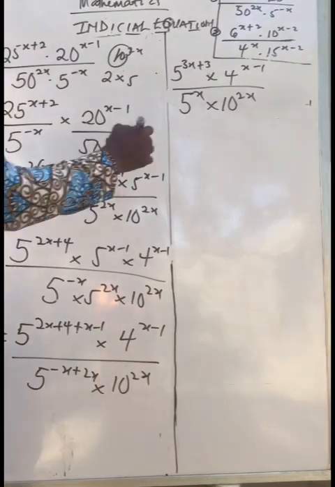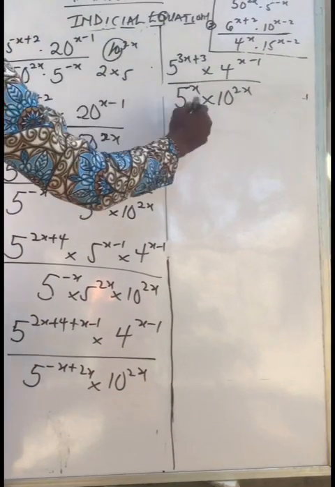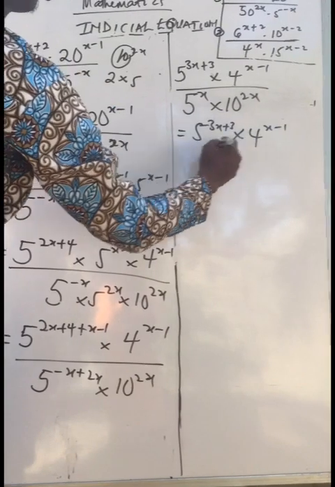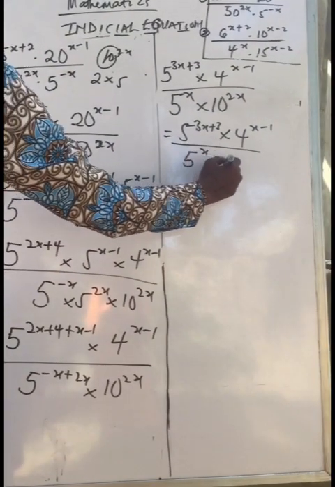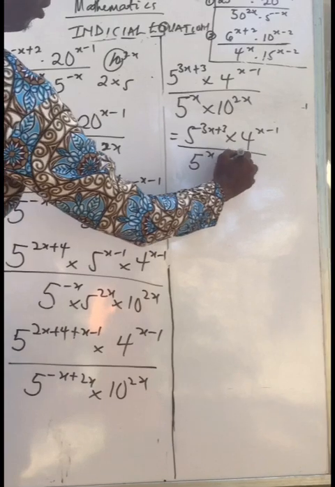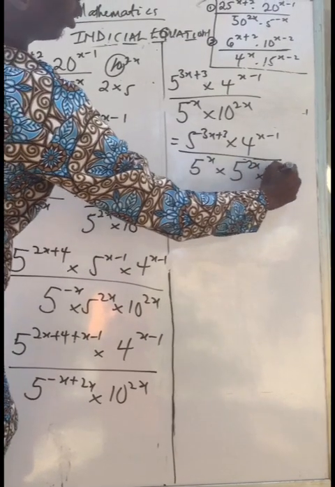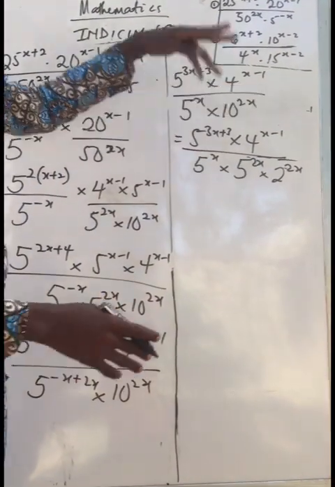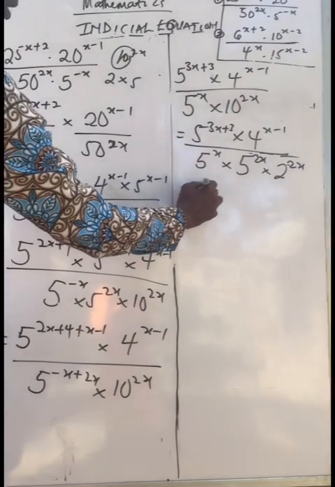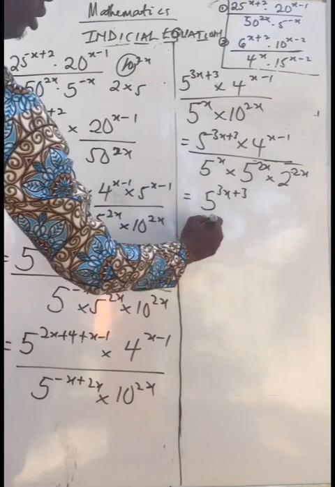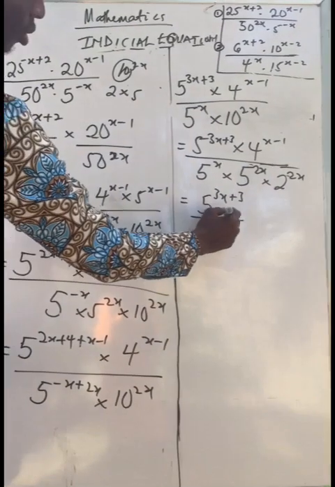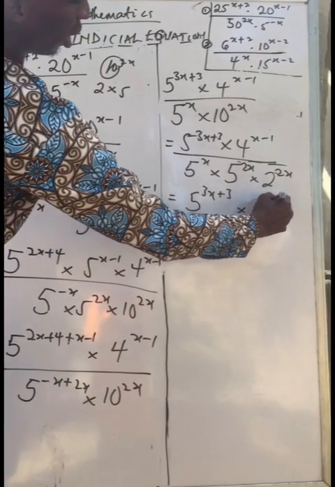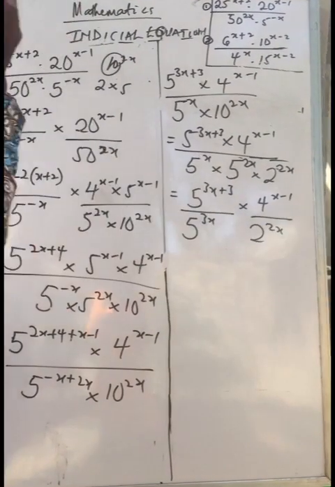So that means I can write the whole of this thing as 5 raised power 3x plus 3 times 4 raised power x minus 1 over 5 raised power x times 2 raised power 2x. Let me use 5: 5 raised power 2x times 5 raised power x, times 2 raised power 2x. Yes, it's the same thing. Remember the concept. And this one gives us 5 raised power 3x plus 3 all over, I'm going to work everything together, all over 5 raised power, the whole of this one gives us 3x, times 4 raised power x minus 1 over 2 raised power 2x.